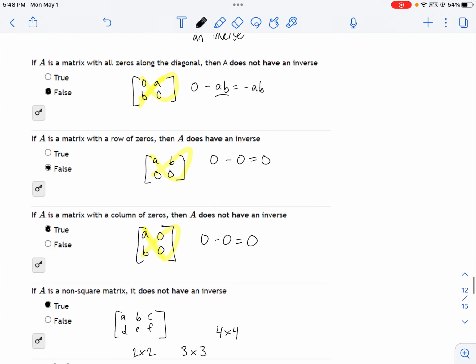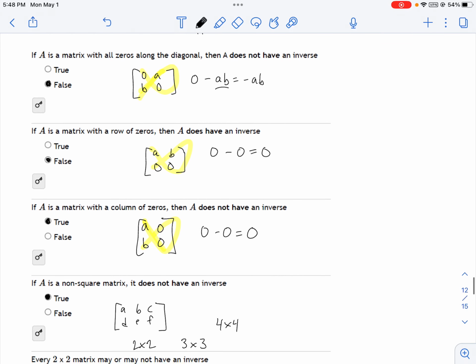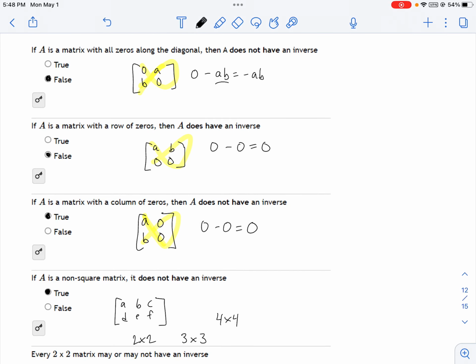Okay, so that is all of your true-false statements. Really, it just plays with determinants. So just make sure you're reading these very, very carefully. If you can come up with one counterexample that makes it false, it is false.